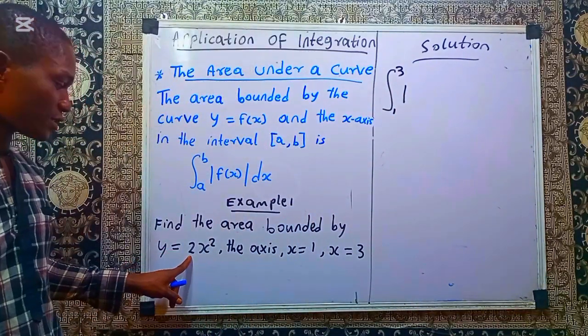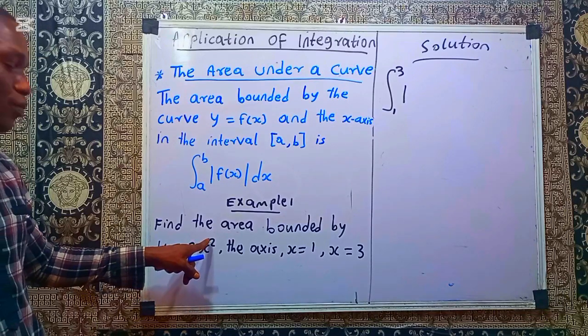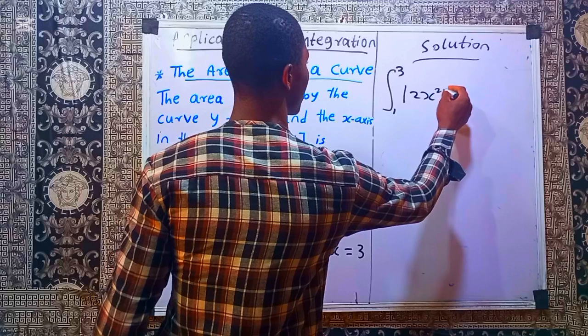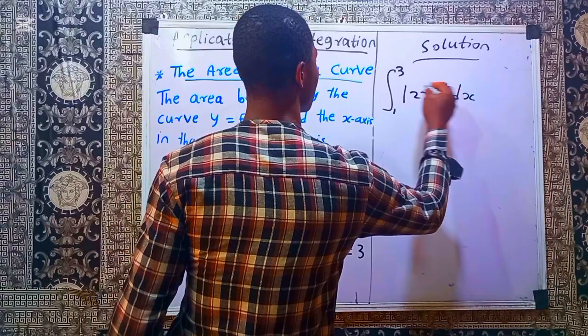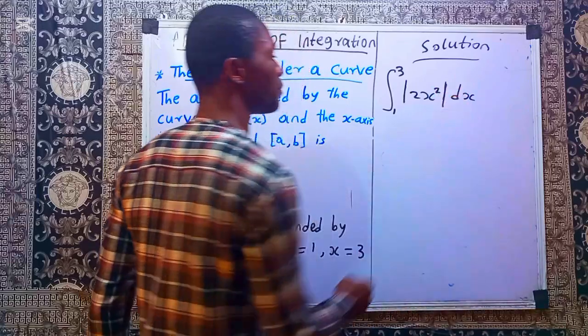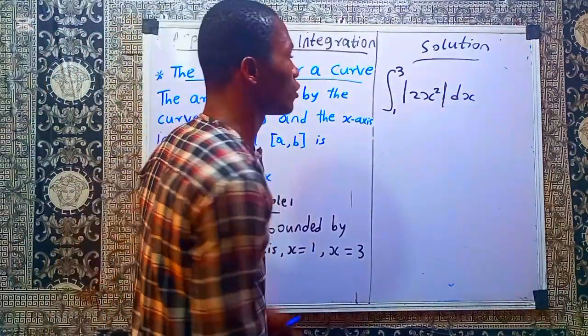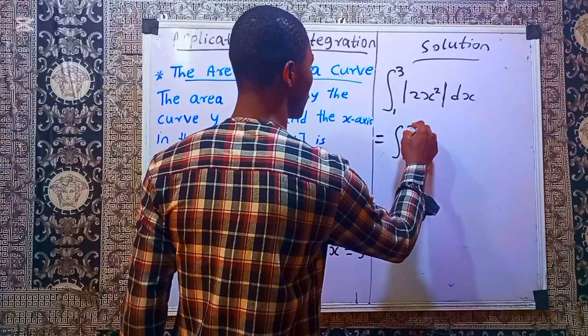What is f of x? F of x is given by 2x raised to power 2. So we are going to have 2x raised to power 2, then we are integrating with respect to x. We are putting this inside the absolute value, using the formula. Now we are going to perform the integration of this integral from 1 to 3.